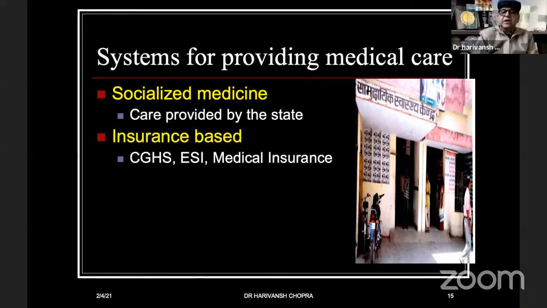Then the second concept is insurance based, that is through CGHS, ESI, or medical insurance. But ultimately, you will have to go either to a government sector or to a private sector, because having the insurance does not mean that you are getting the medical care. The medical care you will be getting either from the government system or from the private sector. So you must understand India is in a unique situation.